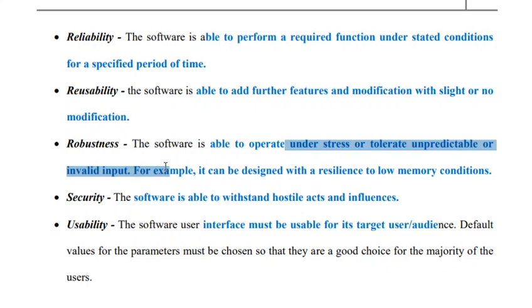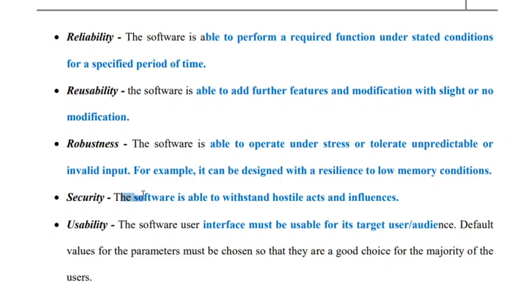Now, robustness basically refers to the ability of the system to operate under tremendous stress or tolerate unpredictable or invalid input. Again, this is very much important. Robustness basically refers to the ability of the software to operate under stressful conditions, or to properly manage invalid input or unpredictable values.